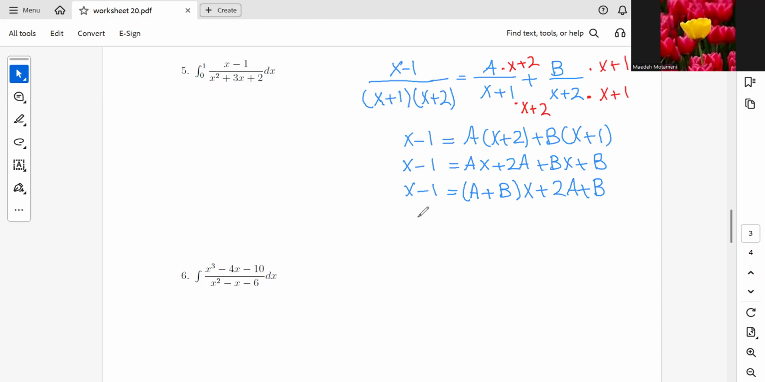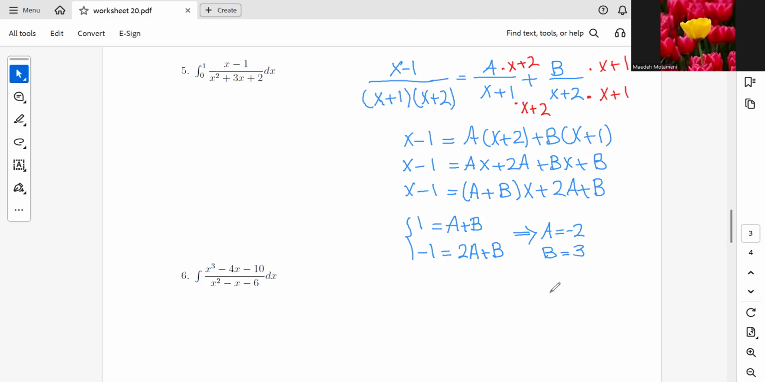and the coefficient of the x of the left side, which is 1, is equal to the coefficient of x of the right side, which is A plus B, and the constant on the left side, which is -1, is going to be equal to the constant of the right side, which is 2A plus B. Solving this system of equations, we're going to have A equals -2 and B equals 3.